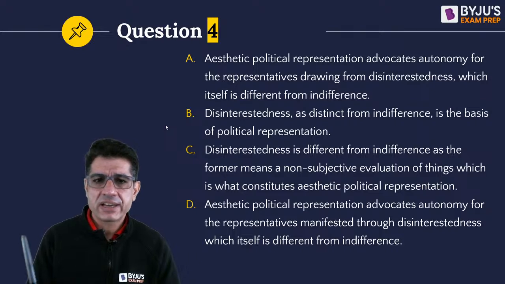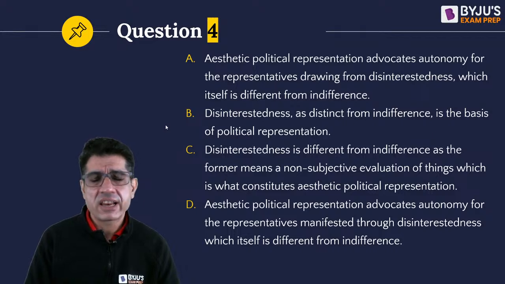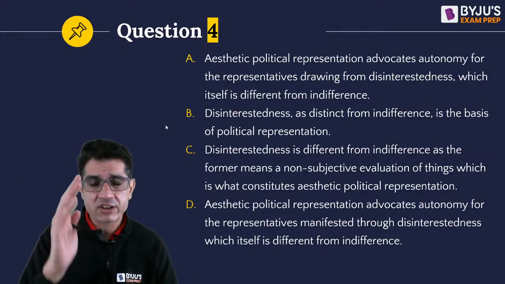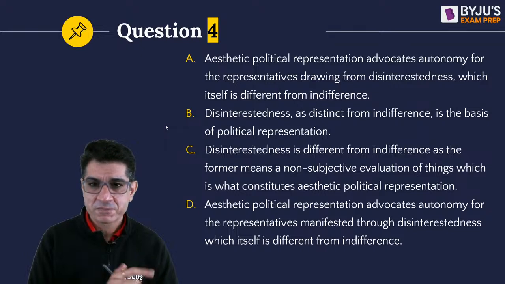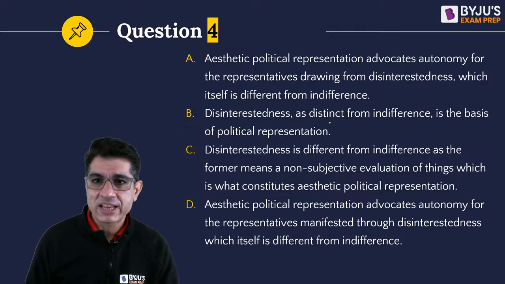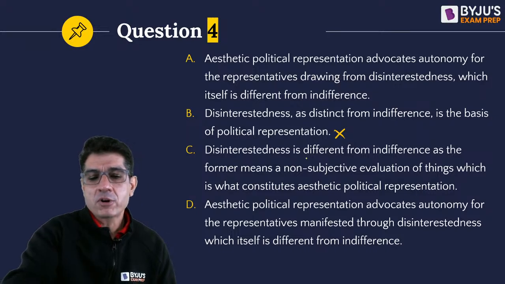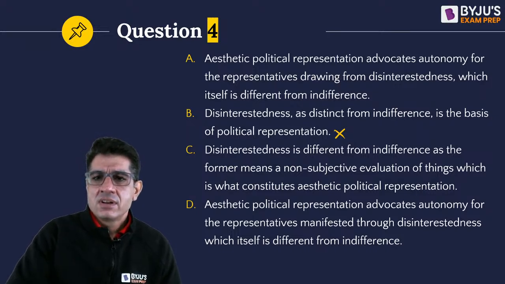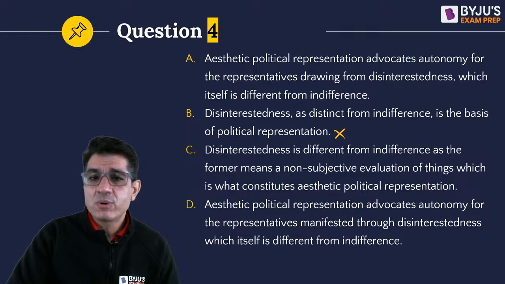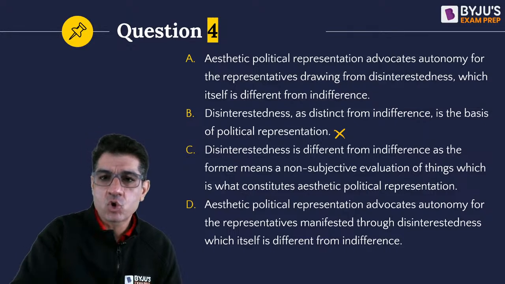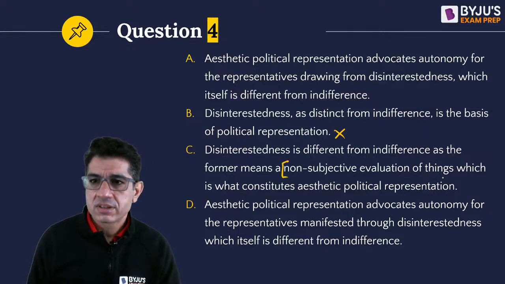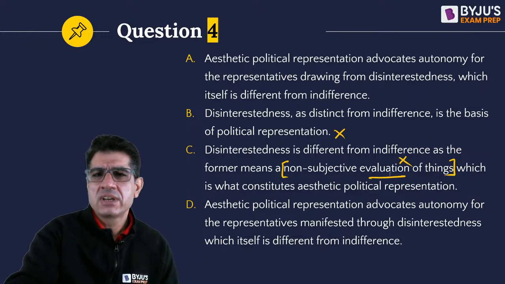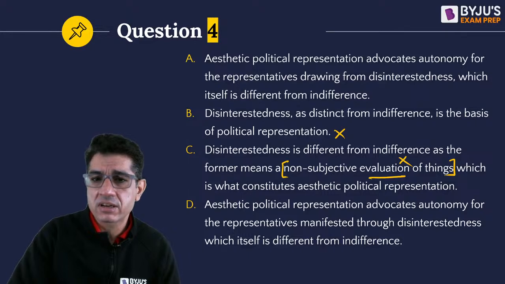So if I start evaluating, option B is very clearly narrow. You read it at one glance and you know that it talks about only one of these ideas, and therefore can be eliminated. How about option C? It brings an idea of non-subjective evaluation of things, which is nowhere mentioned in the paragraph. So bringing in something new can definitely help us eliminate it.